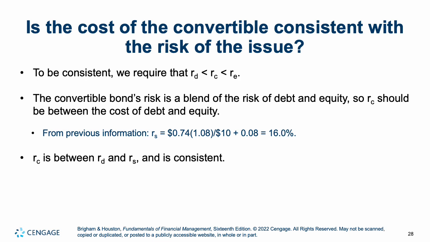In this case, our return on equity, if we use the previous information and the formula we learned previously, would be 16%. So our return on our convertible is somewhere between our cost of debt and our cost of equity. So it's in the middle. It's a blend of the risk of debt and equity. So that's something to keep in mind.